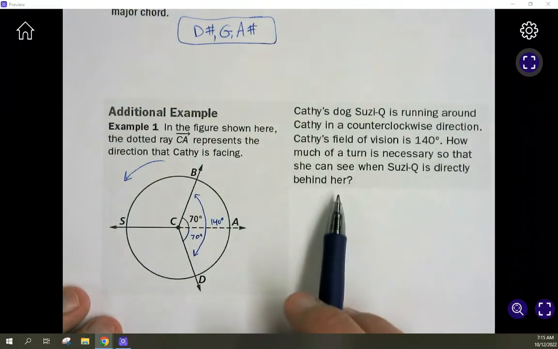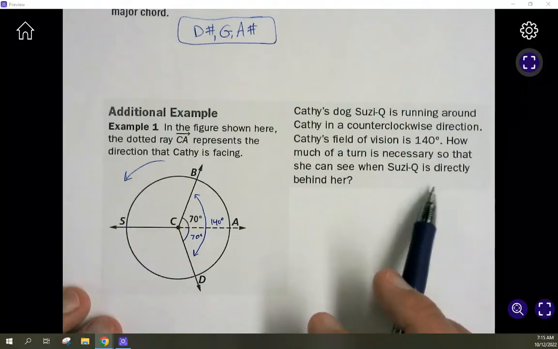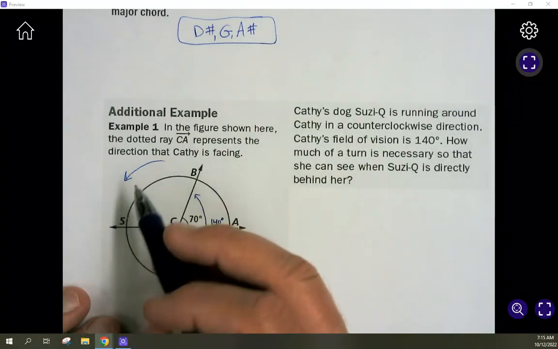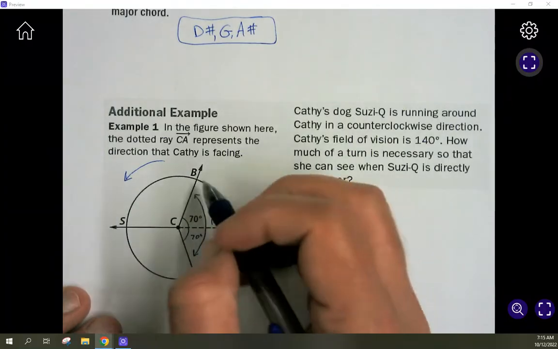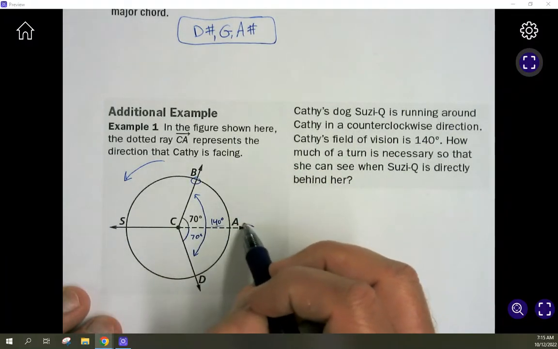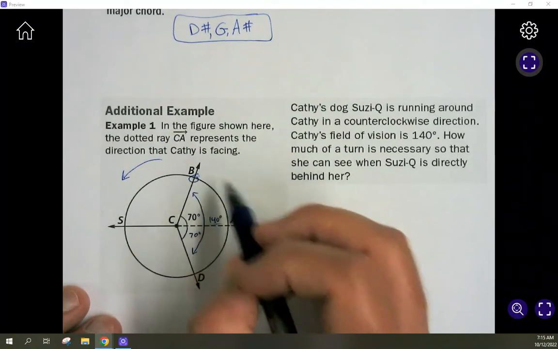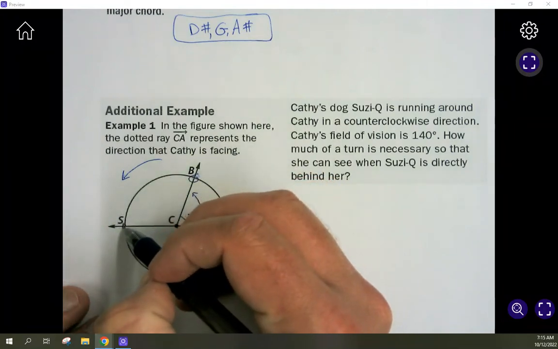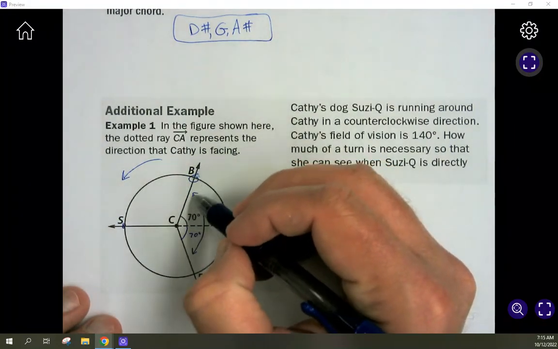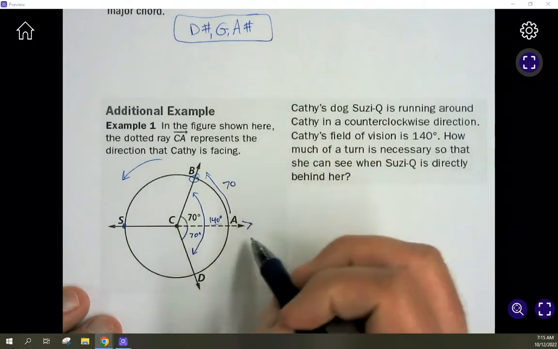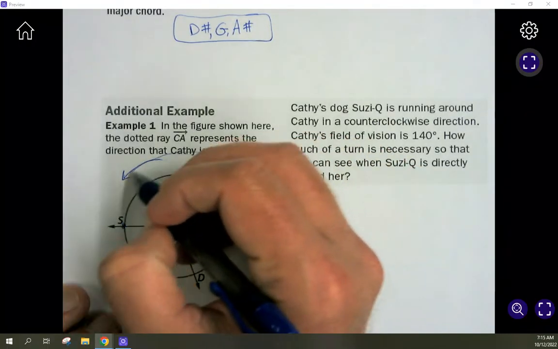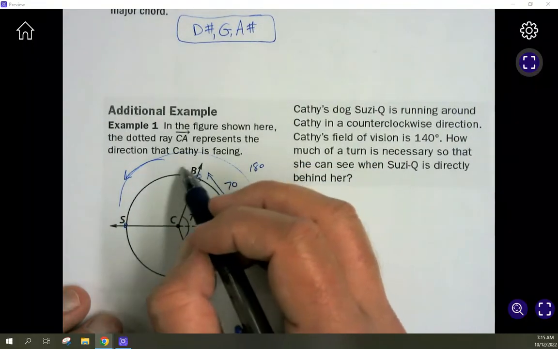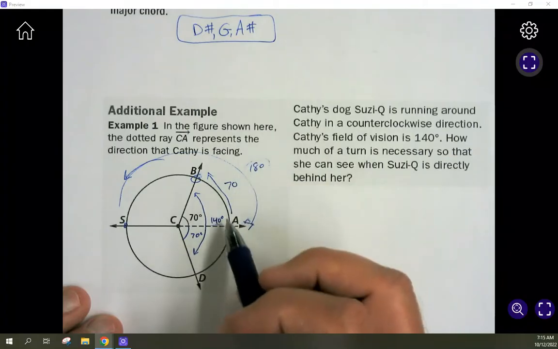How much of a turn is necessary so that she can see when Susie Q is directly behind her? They specifically tell you that it's running counterclockwise, so we're going to assume that with her eyes, she's going to follow it counterclockwise. Right now, when she's facing forward towards A, she can still see to B. We need to get B to turn all the way to S. We know this whole section here is 70, and from A to S is 180. So we've already gone 70. The other piece is going to complete my 180 degrees.